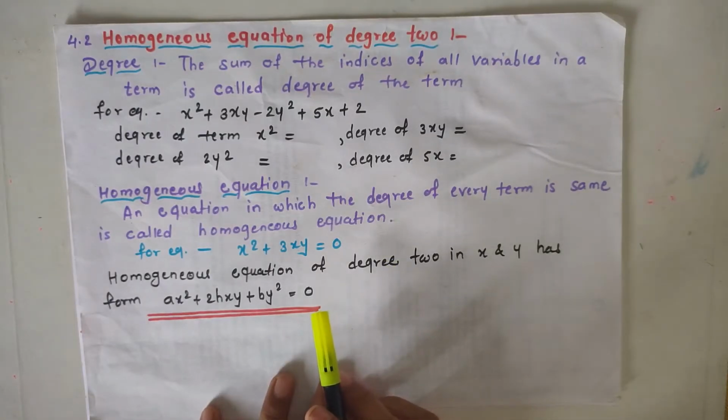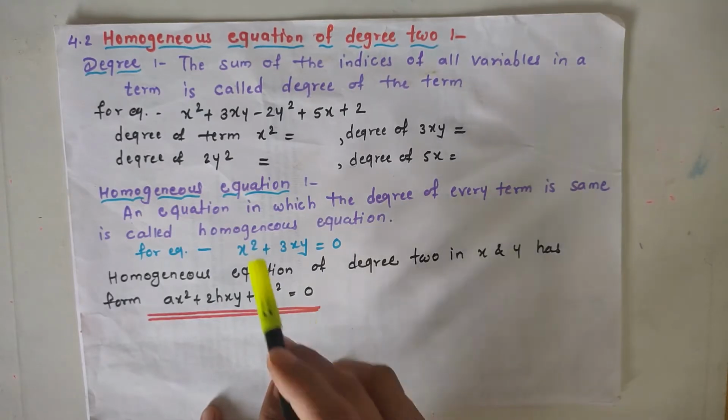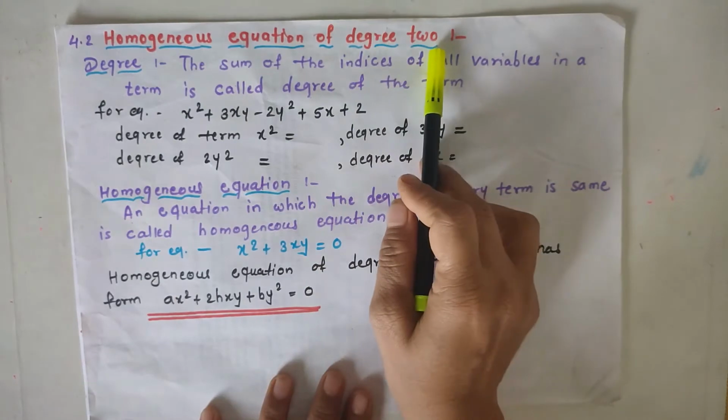In the previous video, we have studied the combined equation of a pair of straight lines. If u is equal to 0 and v is equal to 0 are two lines, then their combined equation is represented by u into v is equal to 0. Now in this video, we are going to learn the homogeneous equation of degree 2.